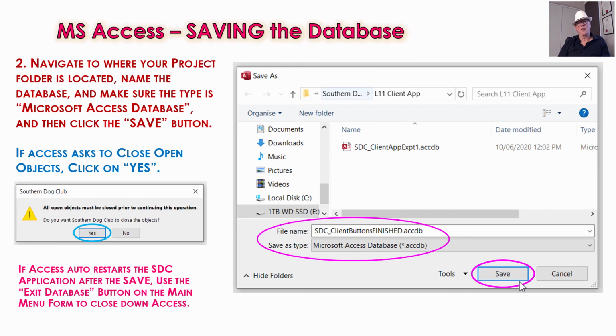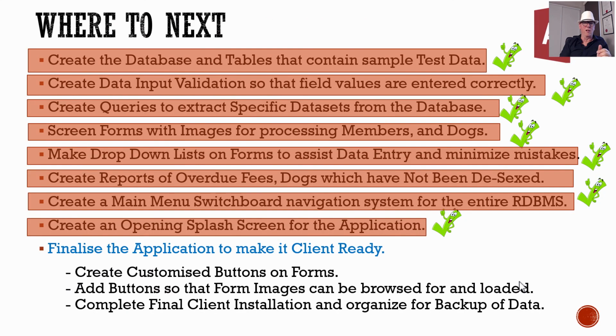So after you've done this save, we found for ours that it restarted the database and showed us the splash screen and then showed the main menu. So what we had to do on the main menu was just click on exit database, and then everything closed down properly.